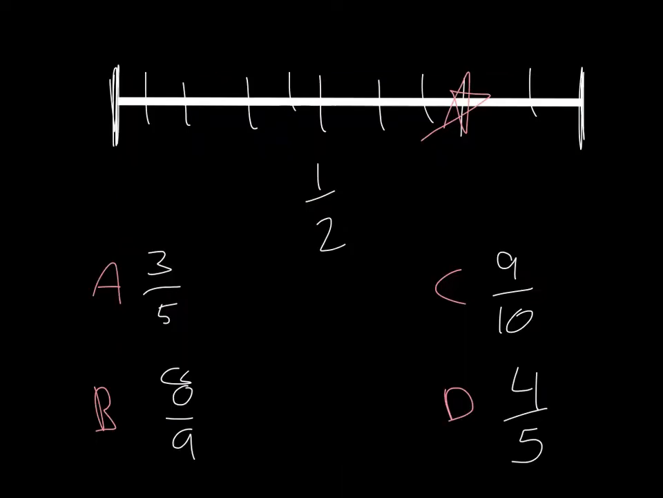We're going to be talking about number lines and different ways the SOL people will try to trick you. So here we've got a number line. You know what to do. There's a star, and you have to figure out what the value is.